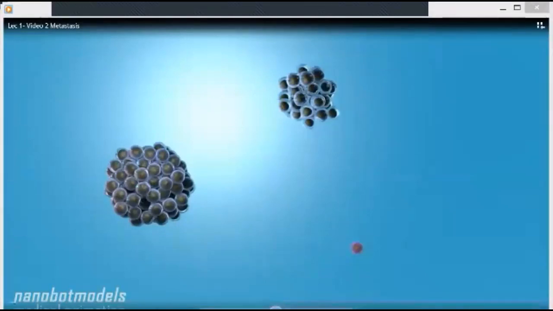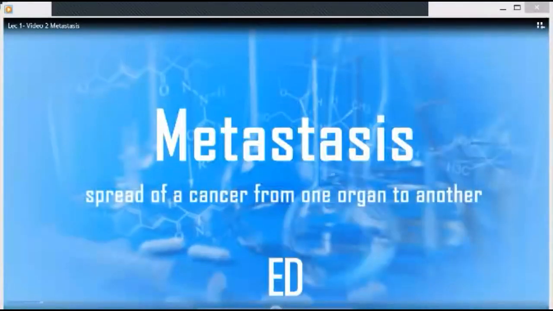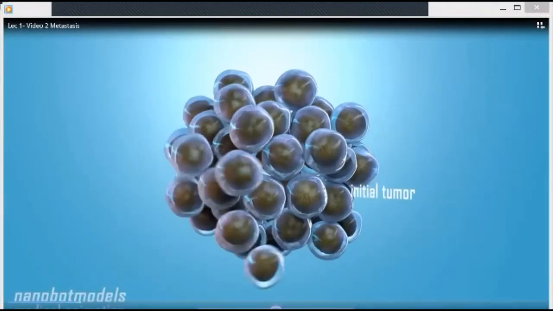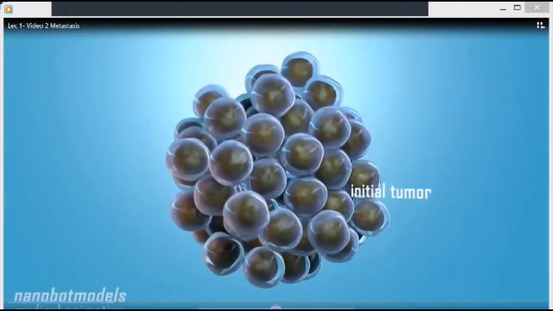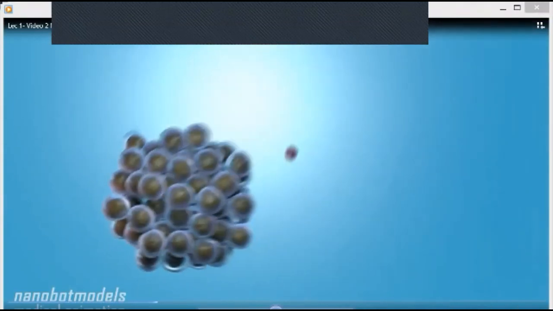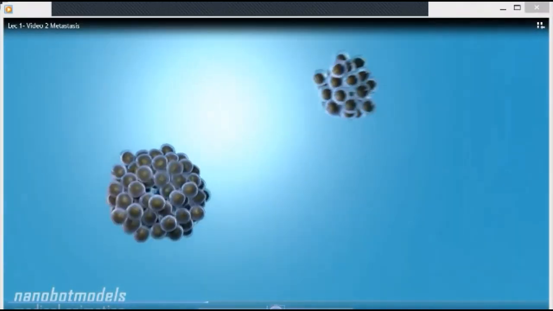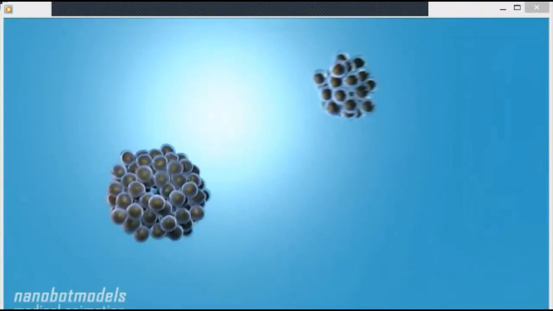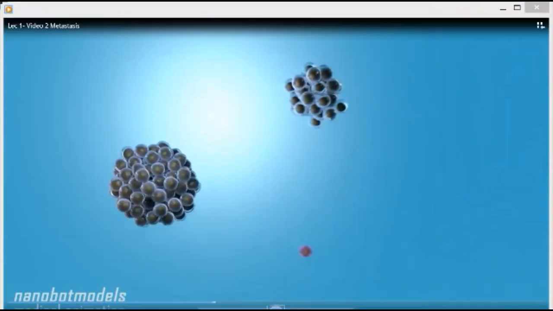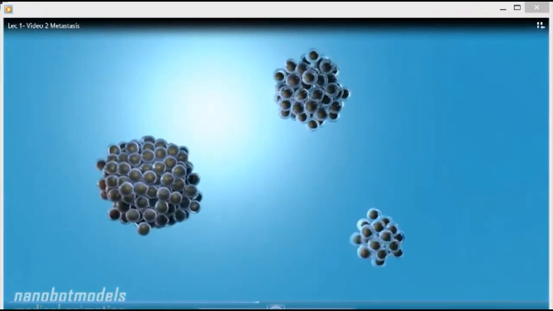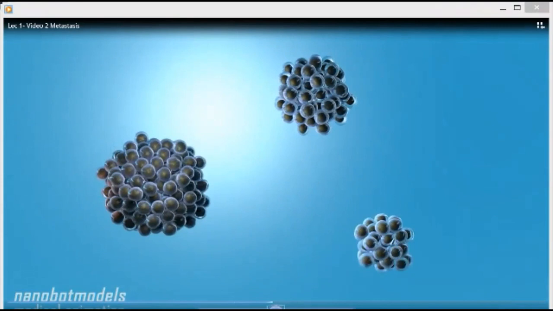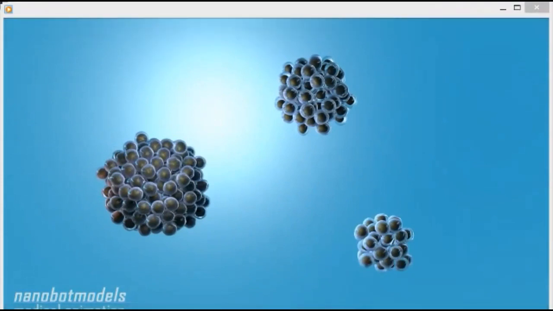Let's see this video to understand the metastasis and the invasion more. Look here, this is the initial tumor, right? There is a rapid rate of growth, and then the tumor sends one cell or some cells to a distant site, and these cells implant in the new site and go on with the uncontrolled proliferation, right? Here is another metastasis because the cells get to a distant site.